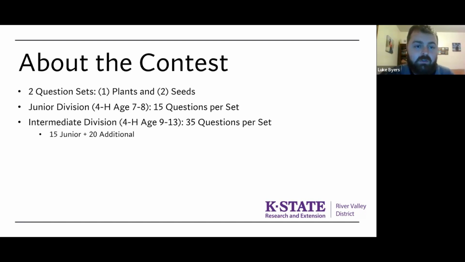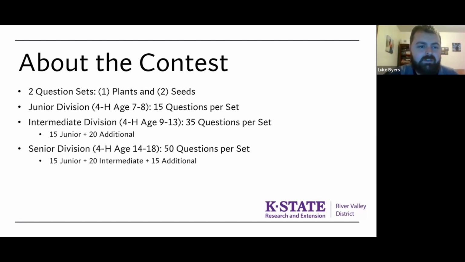The next division is the intermediate division, which is the 4-H ages of 9 to 13. That has 35 questions per set, which consists of the 15 questions in the junior division plus 20 additional questions. And then lastly is the senior division, which is for 4-H ages 14 to 18. That's 50 questions per set, using the 15 junior division questions, the 20 intermediate division questions, and then 15 more questions after that.